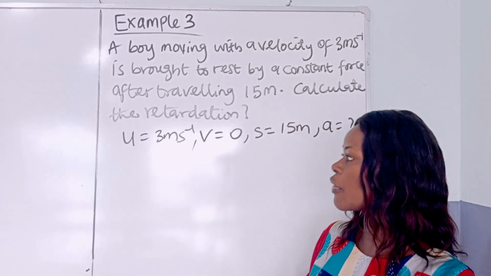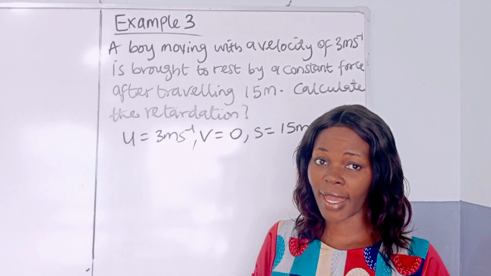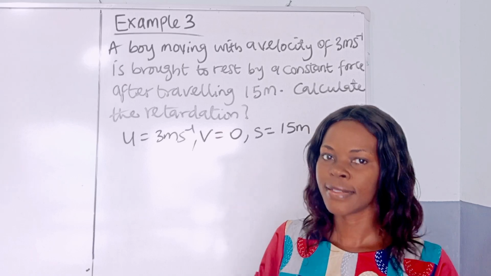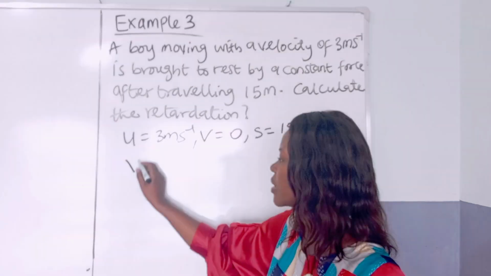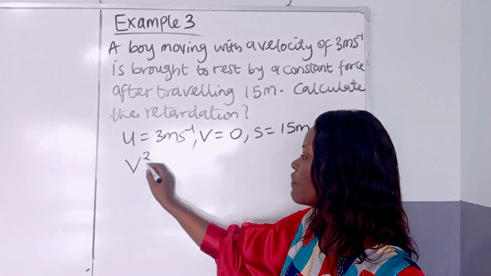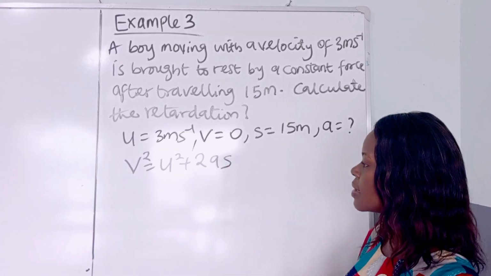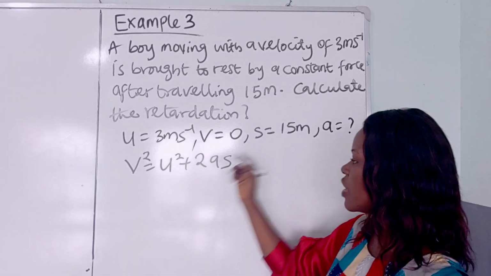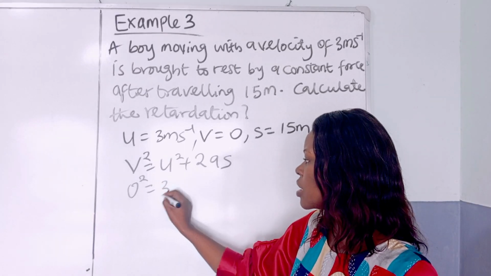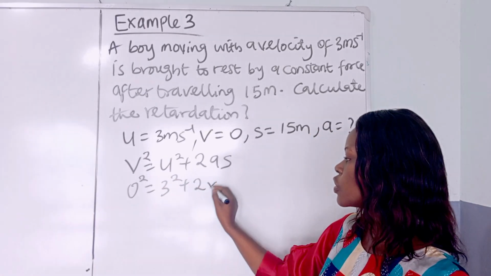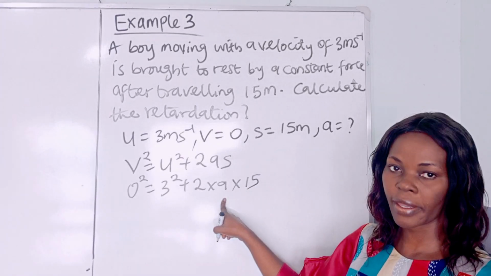So let's see the equation we are going to use to solve this. And we should also know that retardation is acceleration, but it will have a negative sign. Okay, so we're going to use this equation again, equation number 2. v squared is equal to u squared plus 2ax, alright? So my v is 0, 0 squared is equal to, my u is 3, 3 squared plus 2 times a times 15, because I'm looking for a.